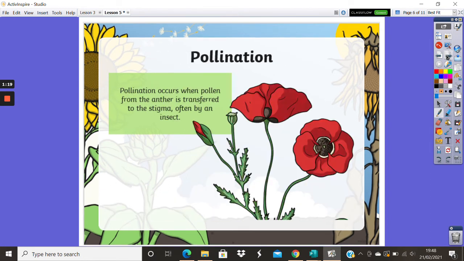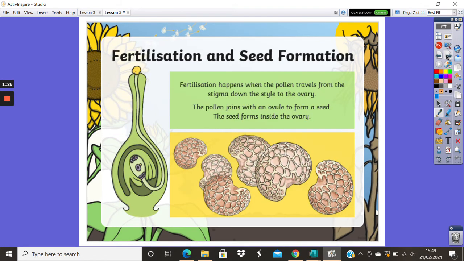Pollination occurs when pollen from the anther is transferred to the stigma, often by an insect such as bees. Fertilization and seed formation. Fertilization happens when the pollen travels from the stigma down to the style to the ovary. The pollen joins with an ovule to form a seed, and then the seed forms inside the ovary.